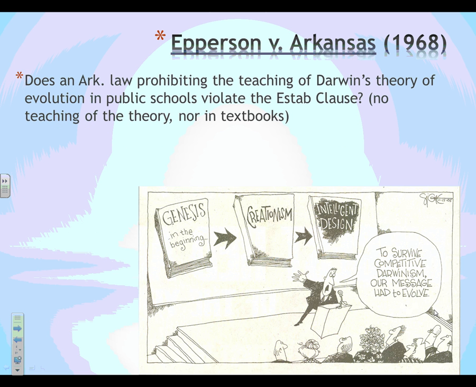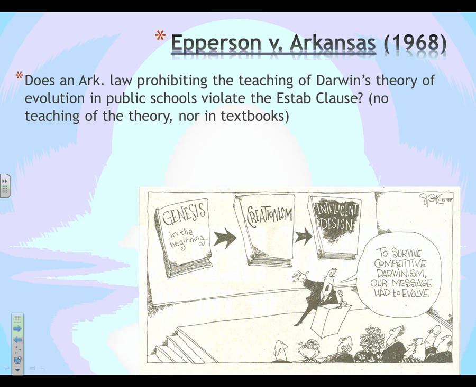Okay, now we're going to do Epperson versus Arkansas. This had to do with an Arkansas state law that forbade the teaching of evolution in schools. So you cannot teach Darwin's theory of evolution. I want to highlight the fact that it doesn't say anything about what you teach in creationism. It just simply says you cannot teach evolution. Evolution is not a religious idea, and there's no mention of religion in the law itself. Nevertheless, it was challenged by some school teachers.